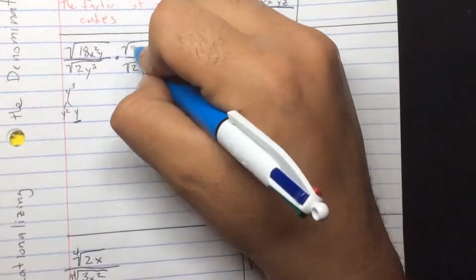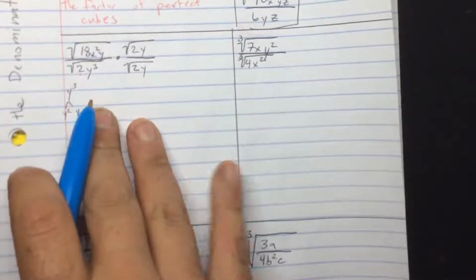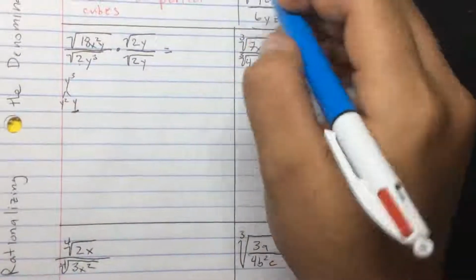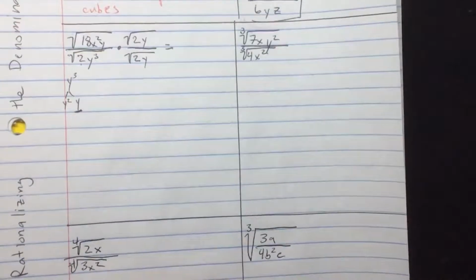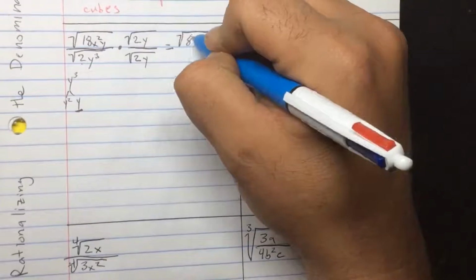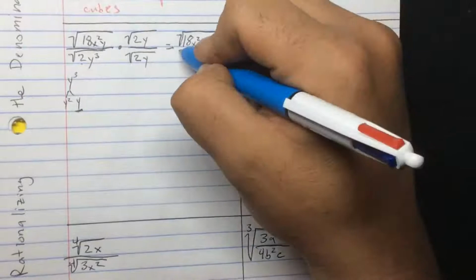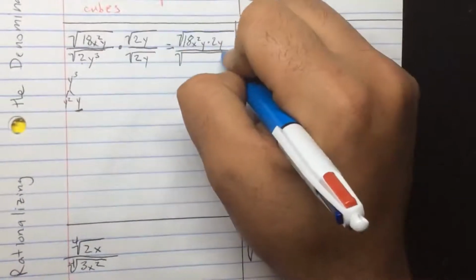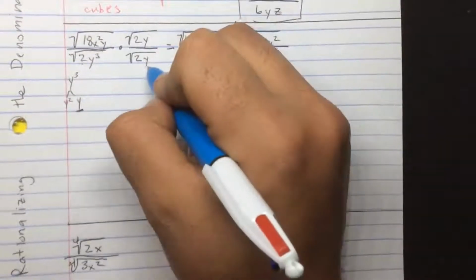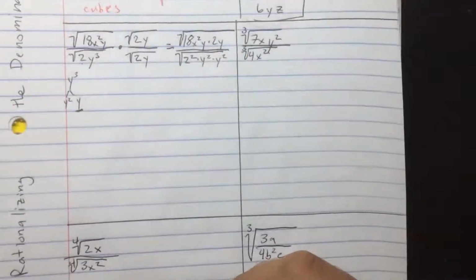But in order to do that to the denominator, we also have to do it to the numerator so that we're multiplying by 1, so it doesn't change the actual overall equation. Okay, so that being said, we can go under the equal sign. This is going to be equal to the square root of 18x squared y times 2y, divided by the square root of 2 squared, and we're just going to separate that, adding that extra y there, times y squared times y squared.